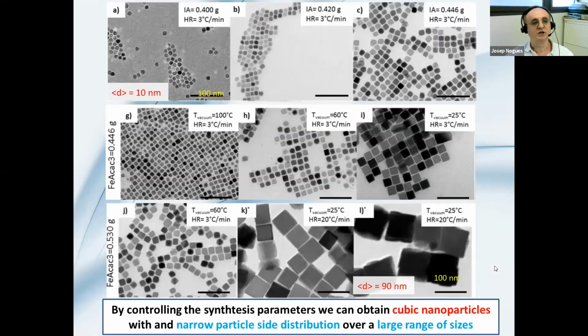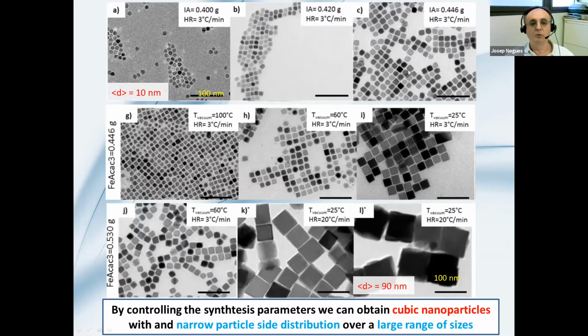So can we control the size? Yes. There are several ways to control the size. The easiest one is by changing the amount of iron acetylacetonate we put in the reaction. And you can see here that we can change from about 10 nanometers to about 20, 25 nanometers. Note that in all the images, the length bar is the same, 100 nanometers.